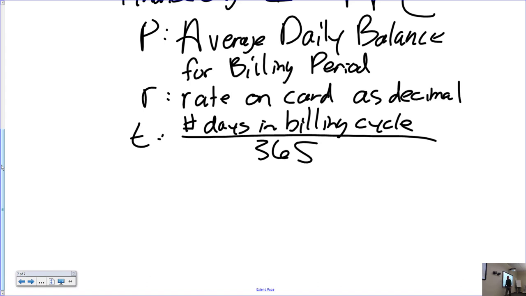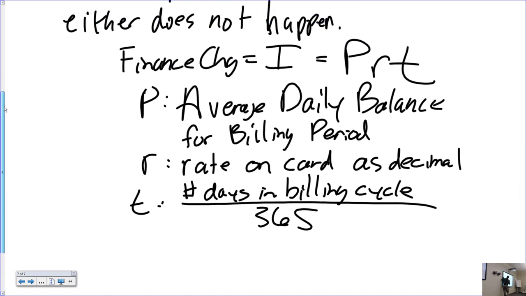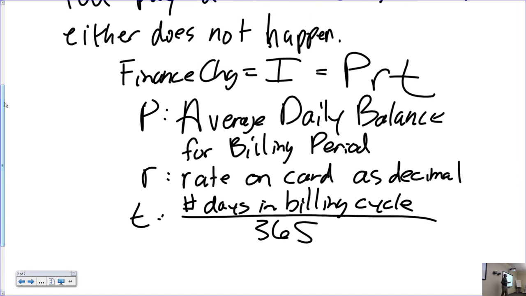Over 365. They have to use exact days, period. Note that this is slightly different than the way the book presents it. The book tries to present credit cards as a monthly billing entity, and they use 1/12. That is against the rules nowadays, folks. That's old. The newest rules that banks, or lending agencies that have credit card companies inside of them, were put under, they must use days in the billing cycle divided by 365, period. Okay?